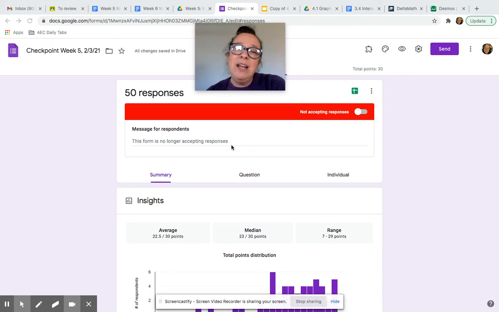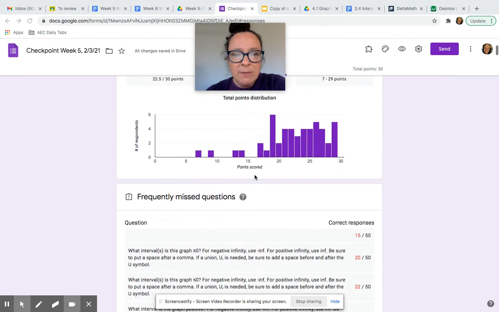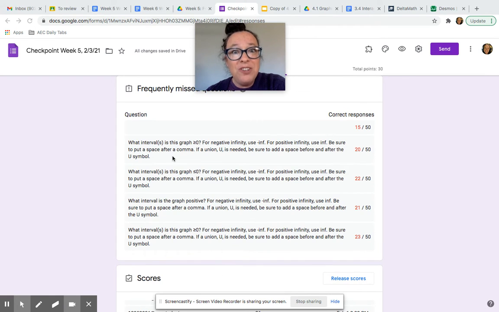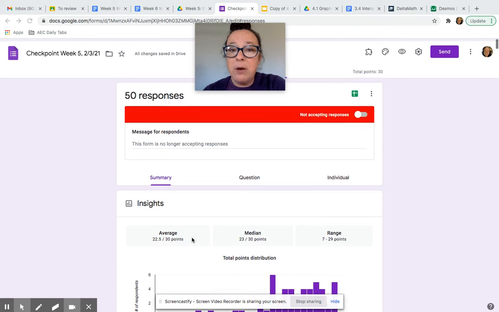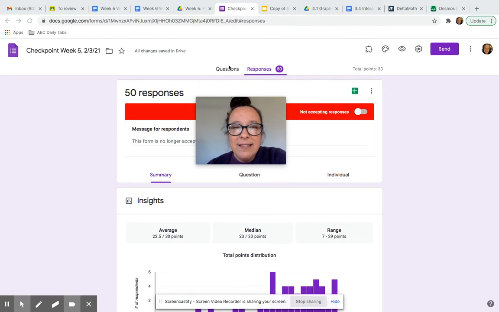From a teacher standpoint, Google Forms are amazing because it gives us some data. Right here, you'll see that the class average was a 22.5 out of 30, which is a 75%. Smack dab in the middle of the C range, so not bad, but I'd like to see a little bit higher. It tells me down here the most missed questions were the short answers where I asked, where is the graph greater than or equal to 0? Where is it less than or equal to 0? Where is it positive and where is a different graph greater than or equal to 0? Those were the most missed, okay? So I'm going to go to the questions and go over those.